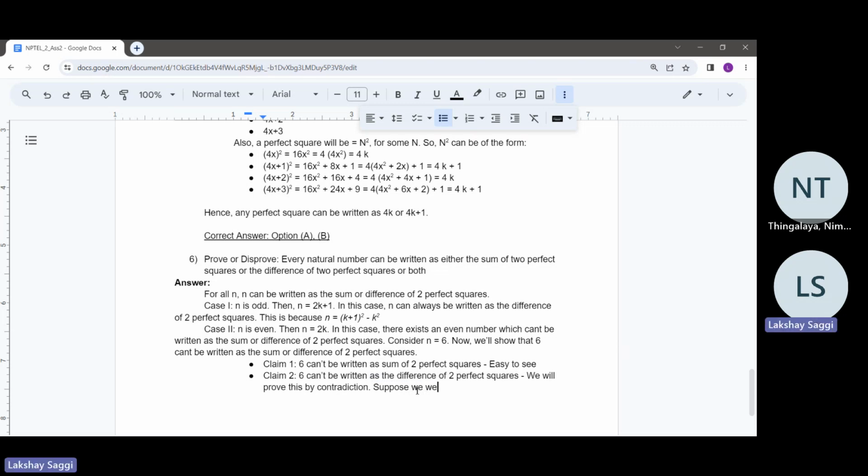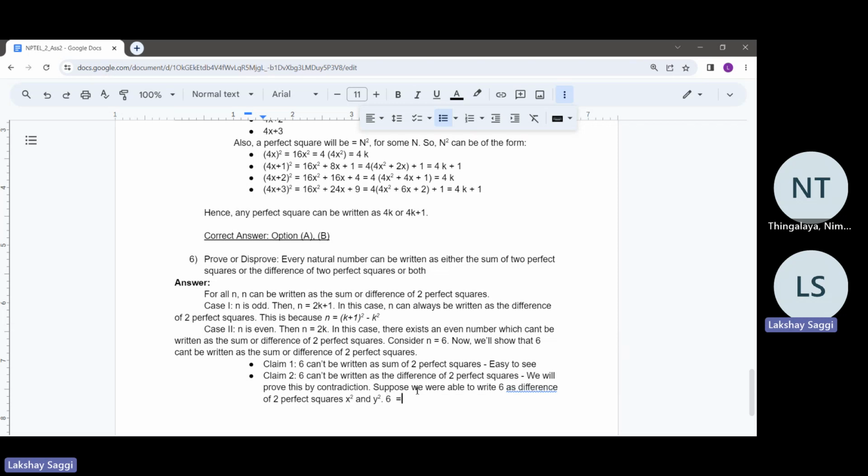Suppose we were able to write 6 as the difference of two perfect squares, x square and y square. You must be familiar with proof by contradiction. Here we assume that the thing we are trying to prove is not correct, and then we arrive at a contradiction. So yeah, suppose we were able to write 6 as the difference of two perfect squares, x square and y square.